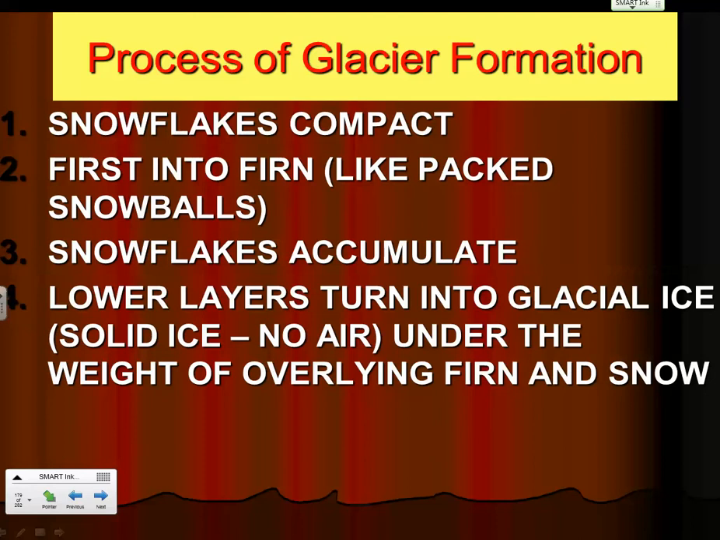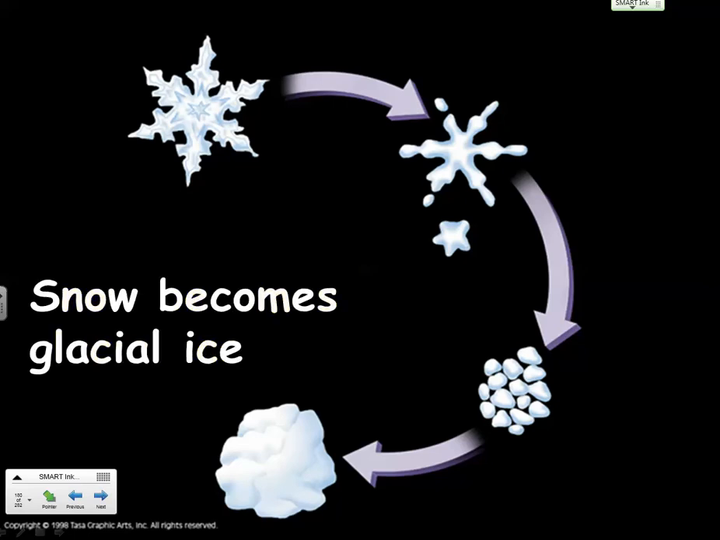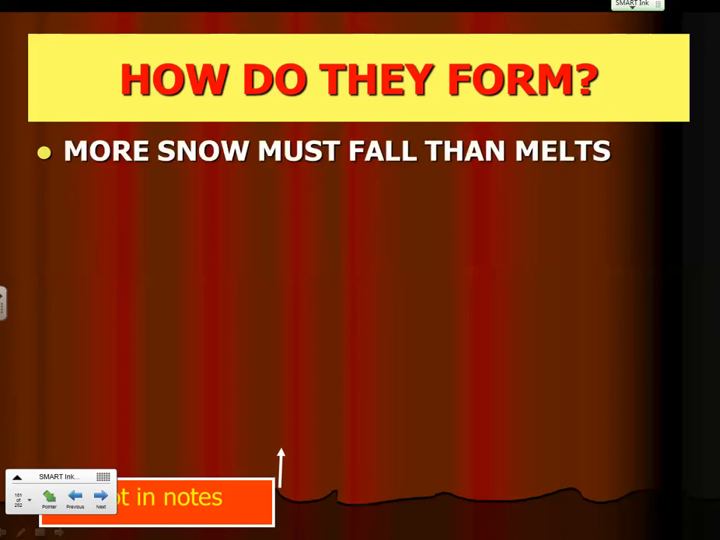And the more they get smushed, the more air gets pressed out. It becomes kind of a bluer ice under the weight of overlying firn and snow. You can see a snowflake here changing shape over time into ice. And obviously more snow must fall than melts.